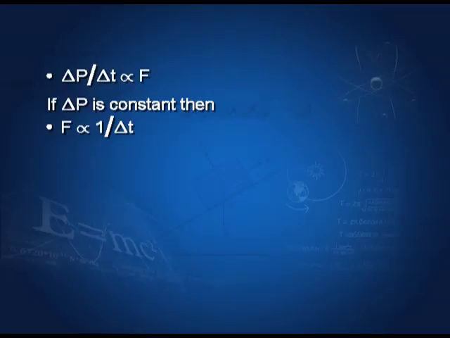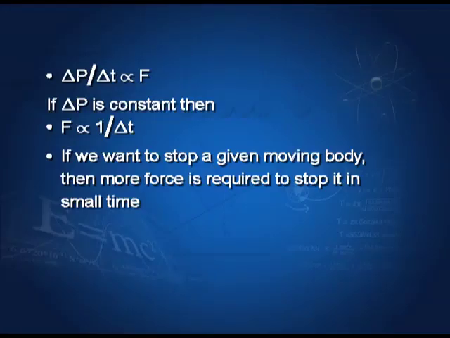As delta P upon delta t is directly proportional to F, then in the new case we will say delta P is constant. That means mass of the body and change in velocity both are constant. Then from the equation we get that force is inversely proportional to time. It means if you want to stop a given body moving with a given velocity within a shorter interval of time, then we will have to apply more force.